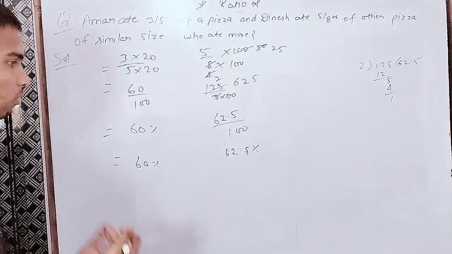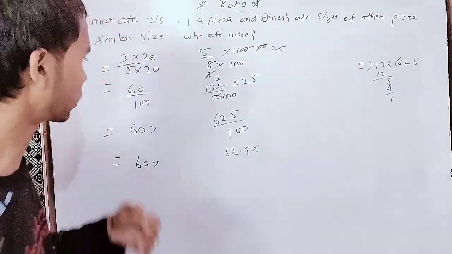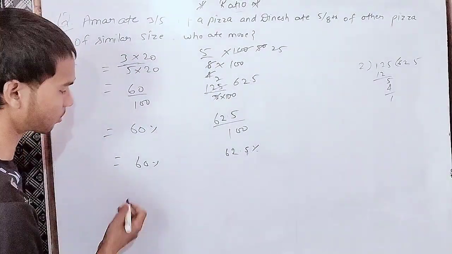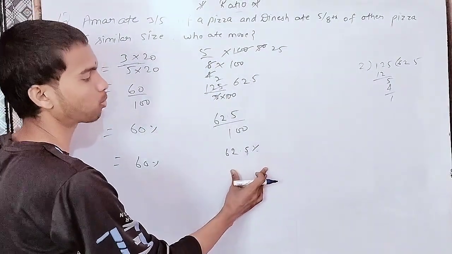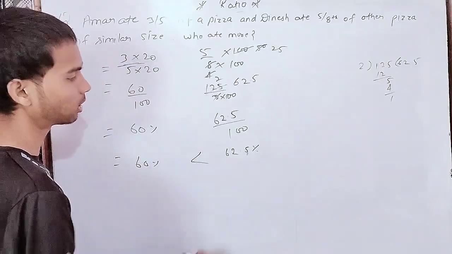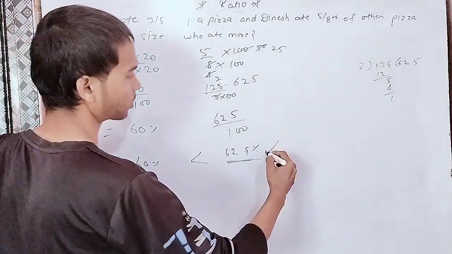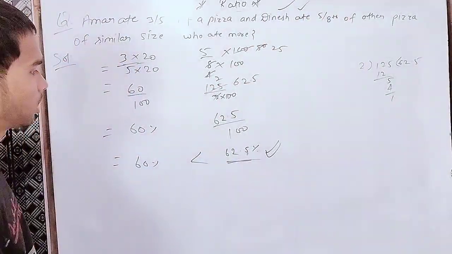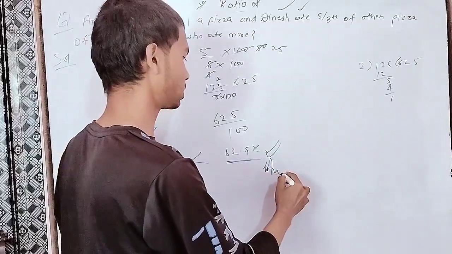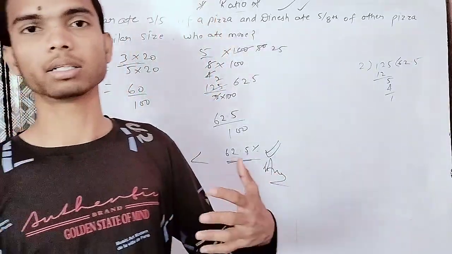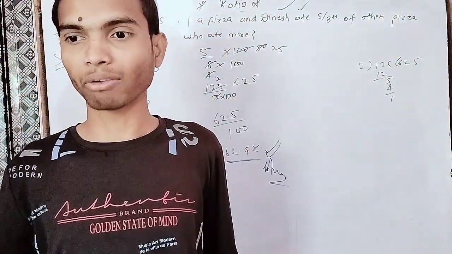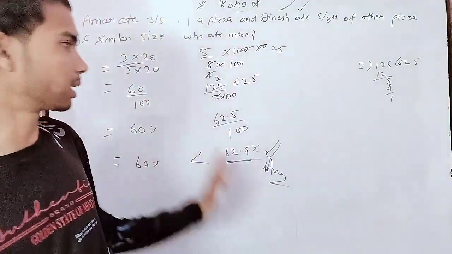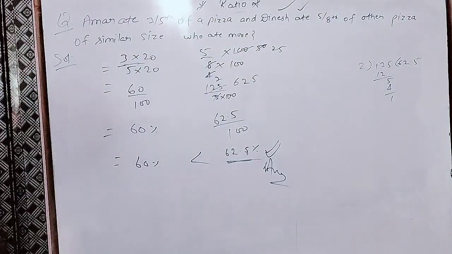Which one is greater? Now we can say which one is greater. This is 60% and this is 62.5%. This is how we identify who has more, who has less, like that. Okay, you can observe.